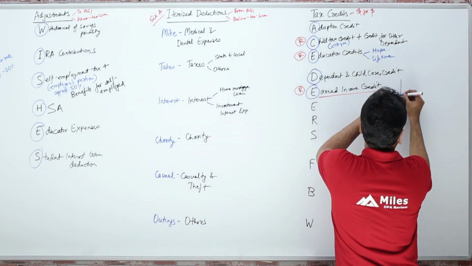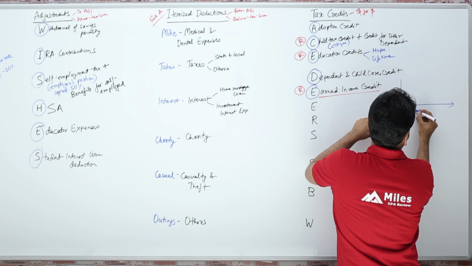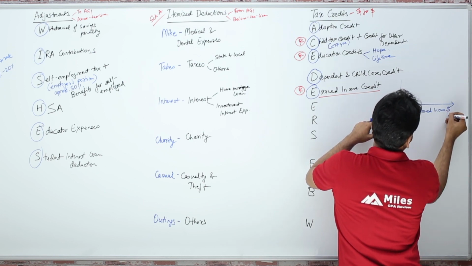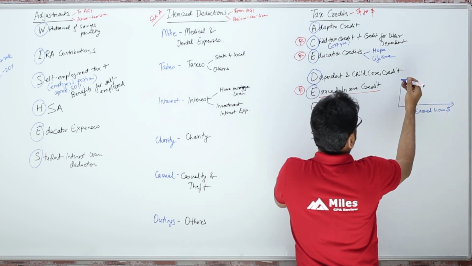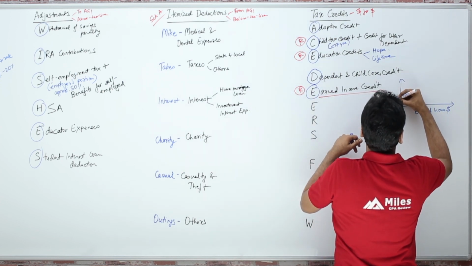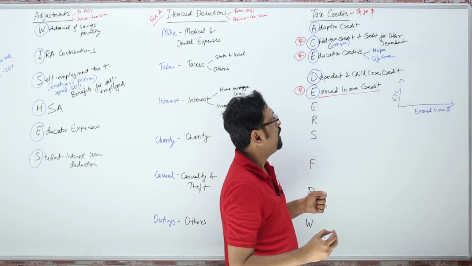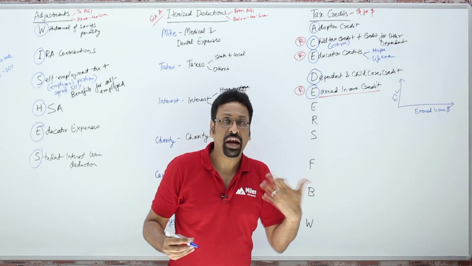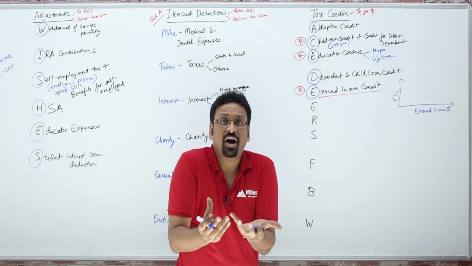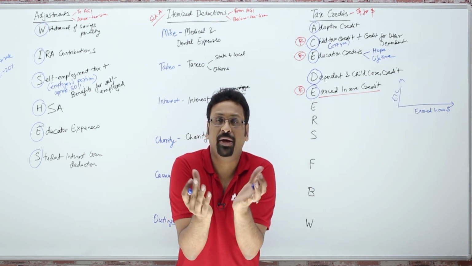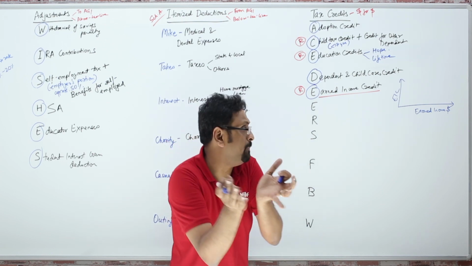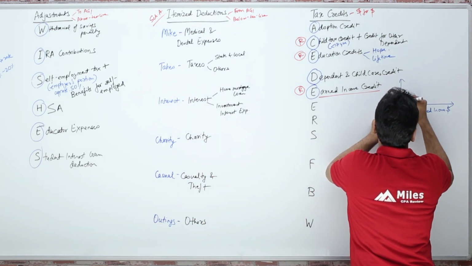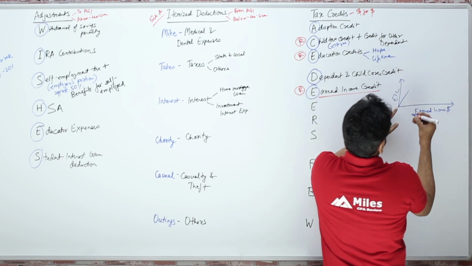So let's say I draw a chart and I say on the x-axis you have the earned income dollars, and on the y-axis let me put the earned income credit. Now as the name suggests, earned income credit, the credit is because there's earned income for the taxpayer or the married filing joint couple. So the earned income credit increases as the earned income increases.